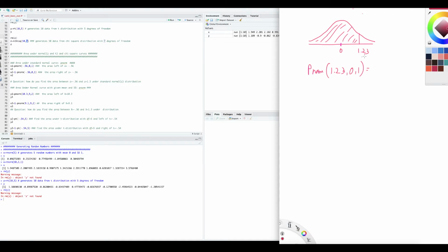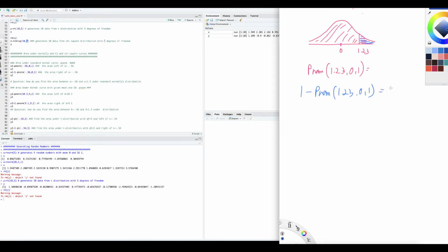But if you want to find the area right of that, how do I do that? You do 1 minus pnorm 1.23, 0,1. That means pnorm finds the left area, and then you subtract the whole left area from 100%, that is 1. It will give you the area right of that.